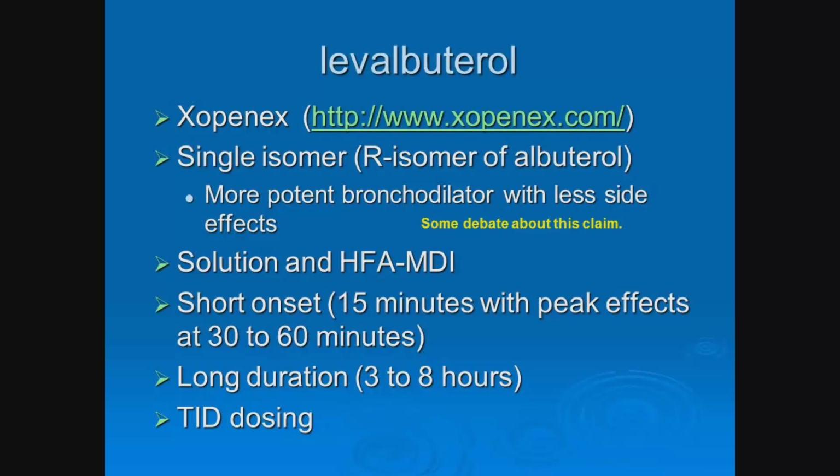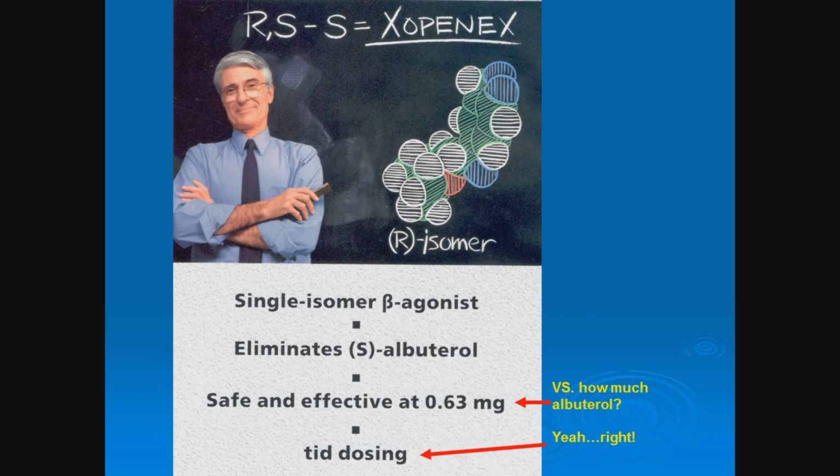The push that they had is that if you have a patient who's developing tachycardia when you're administering albuterol, levalbuterol would be a better alternative. Some debate about that. And TID dosing, yeah, right. It's still ordered the same way.